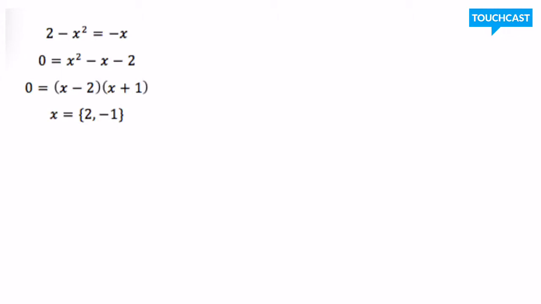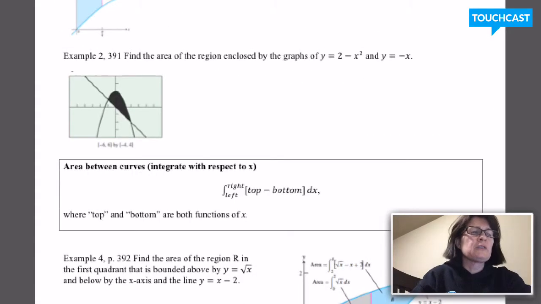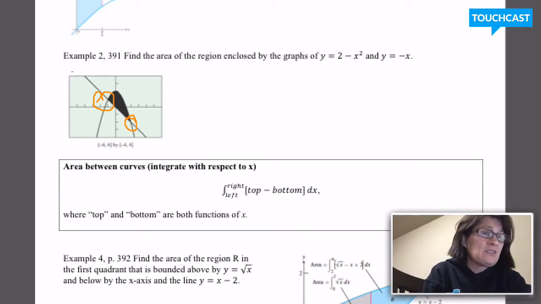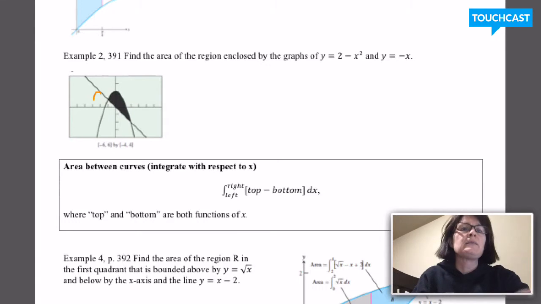So I'm going to go back to this picture for a second. Just to confirm, because you want to make sure you're at least in the right ballpark, would you believe that the x-coordinate of that place where those two graphs intersect is negative 1, and that the x-coordinate of this intersection is positive 2? That kind of seems to match up. So now I know my left limit and my right limit. What I'm going to have to figure out next is my integrand.